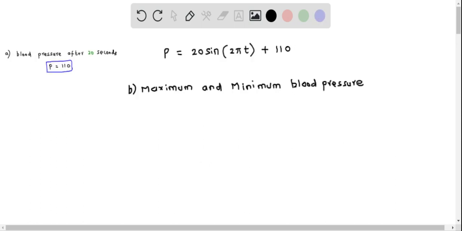In part B, we determine the maximum and the minimum blood pressure. So the blood pressure equation is a function of a sine function, and so therefore the maximum blood pressure will be observed when the sine function reaches the maximum value, and the minimum blood pressure will be observed when the sine function reaches the minimum value. We know that the maximum value of a sine function equals 1.